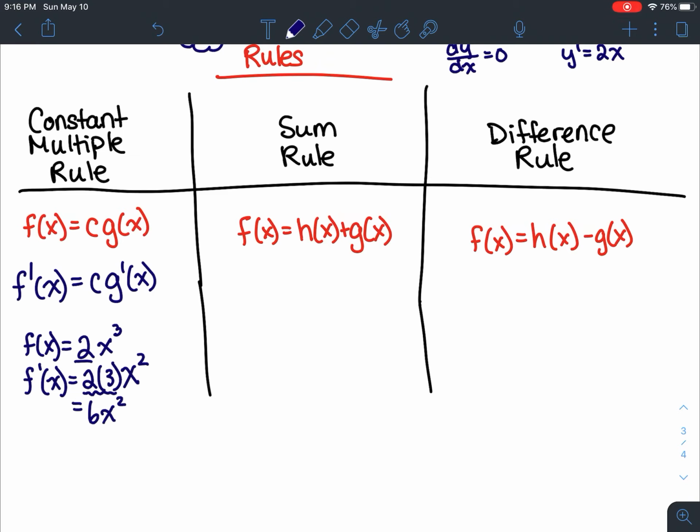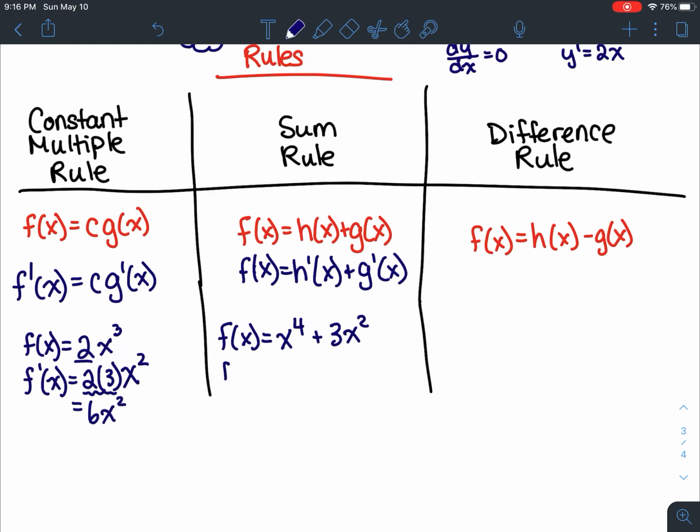Okay, your sum rule is just when you have two different functions and you're adding them. Turns out, it's awesome, you can just take the derivative of each one. No big deal. So just an example using numbers. If you had a function like x to the power of 4 plus 3x squared, I'm just adding my constant multiple rule in there too. If I wanted to take the derivative, I would just take the derivative of each term. So the derivative of x to the 4 is 4x to the power of 3, using my power rule.